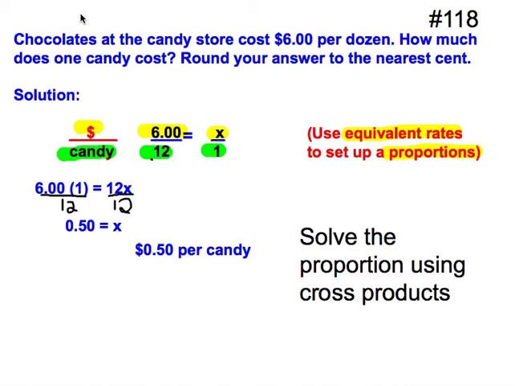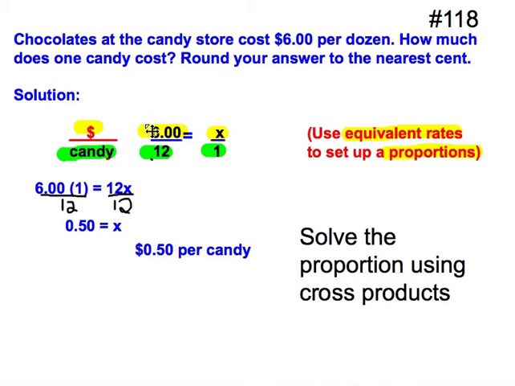So in this case, we have chocolates at a candy store that are $6 per dozen, and they're looking for how much one candy costs. Normally there are going to be two different labels that you're comparing. In this case, we have money and candy. Money is always going to be represented on the top, the numerator of the ratio, and candy is going to be on the bottom. So now we plug in the information that we have.